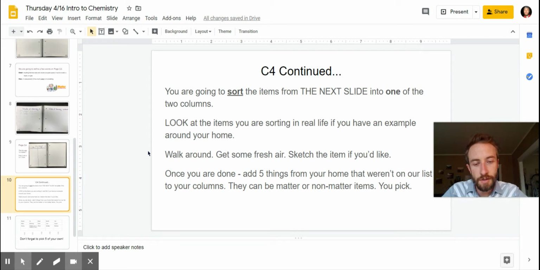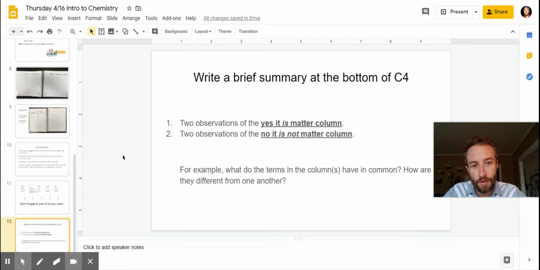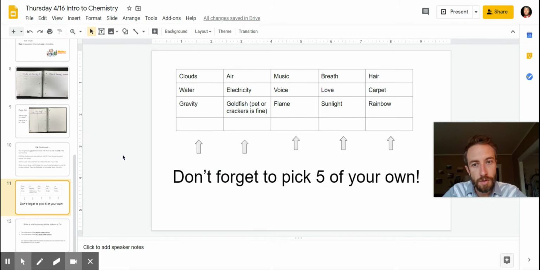Once you're done categorizing the words that we give you, we'd like you to add 5 things from your home that weren't on the list to your columns. They can be matter or not matter items, you pick. So here are the 15 words we'd like you to put in one of those two columns, and then don't forget to pick 5 of your own. We've got clouds, water, gravity, and you'll either put them in the left-hand side or the right-hand side column.